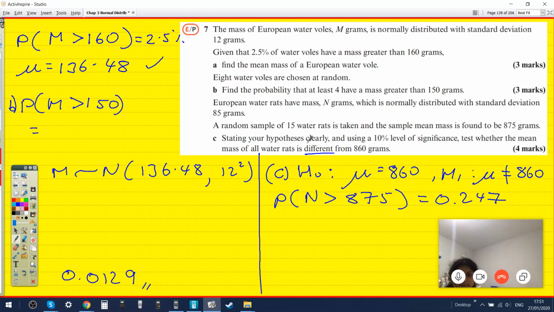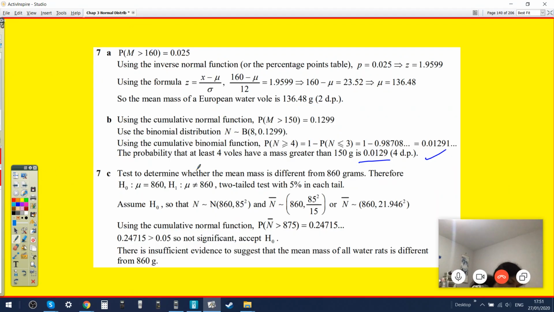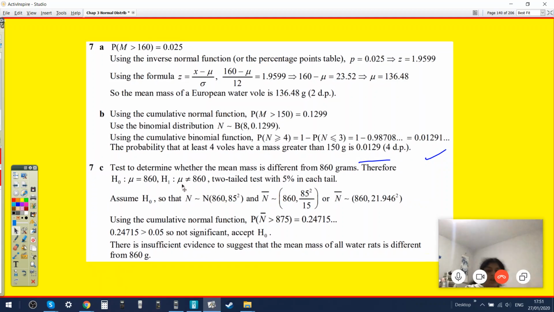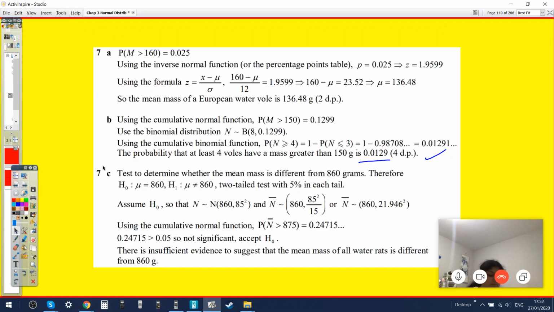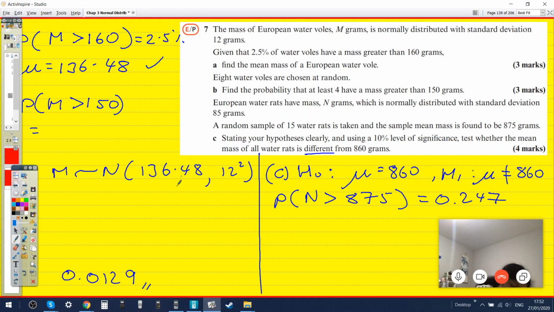this is two-tailed. So we'd be looking at 5% level of significance. Mm-hmm. Would you also have to do something else? Like, let's just see. 0.24715. That's our one, is it? Yeah. Accept H0. Yeah. Okay. So you did A, B, and C all without my help.